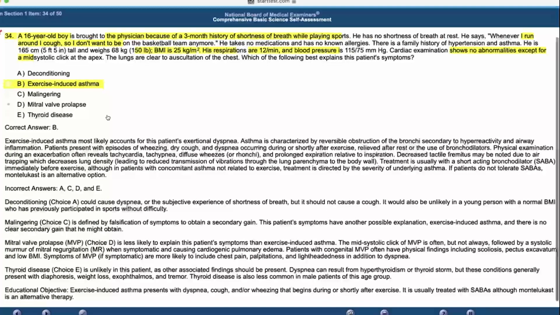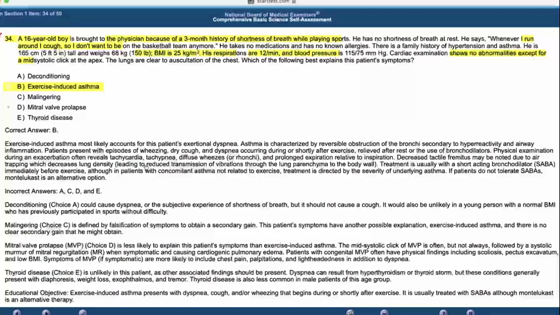So that's why I picked it. But reading through it, these aren't even the symptoms of mitral regurgitation. It's usually asymptomatic. I shouldn't have missed that.